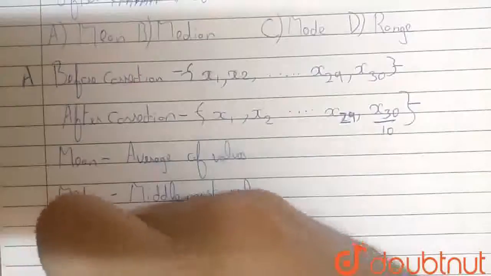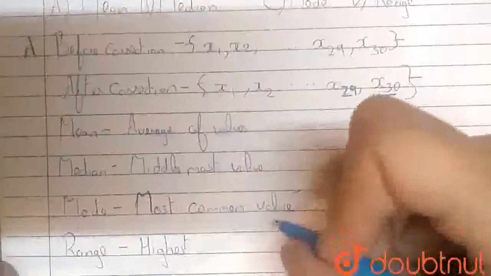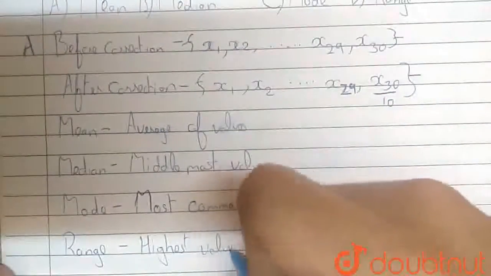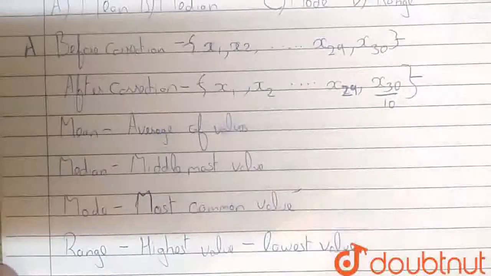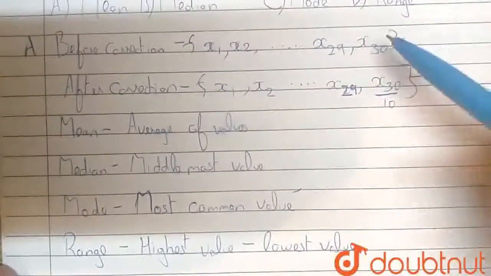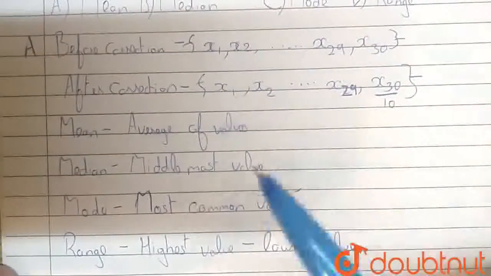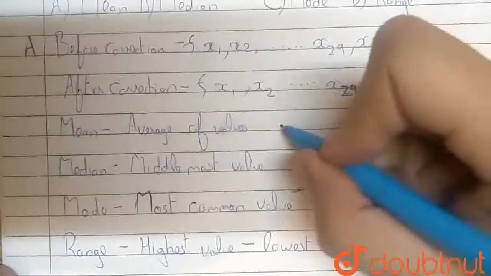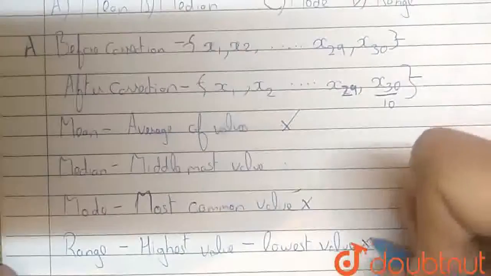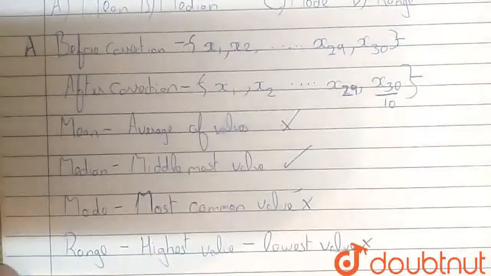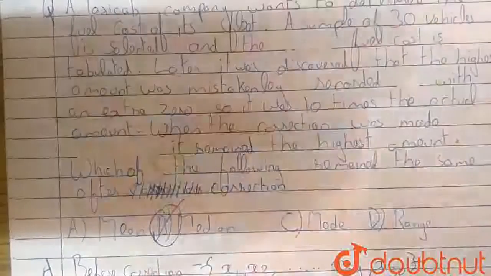Also range, highest value minus lowest value. So this will definitely change, as before it was x30 minus x1 the range, and now it is x30 by 10 minus x1. So we know this is not an answer, this is not an answer, and this is not an answer. So this was our answer and this is what we had found. So we will select median as the answer.